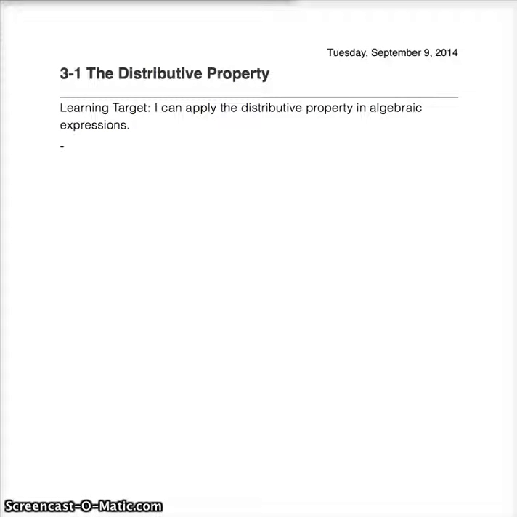Hello everyone. Today we're going to be talking about the distributive property, and this is what your notes are going to look like every time that we watch a video for a lesson. Make sure that the date is up here in the correct corner, the title's on here, and your learning target is on here as well.